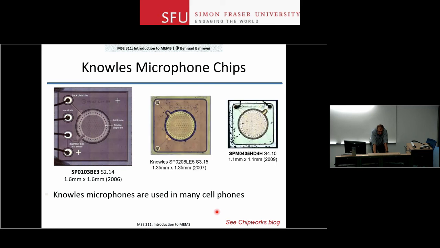These are different generations of microphones from Knowles. As you can see, this is the MEMS microphone, the capacitive type, and the membrane hasn't changed. The actual device, the part that is responding to your signal, hasn't changed over the years. Over these three generations that I'm showing you here, this has stayed the same, but they have tried to reduce the dimensions of the chip from somewhere around 1.6 by 1.6 to 1.1 by 1.1, basically more than a factor of 2.